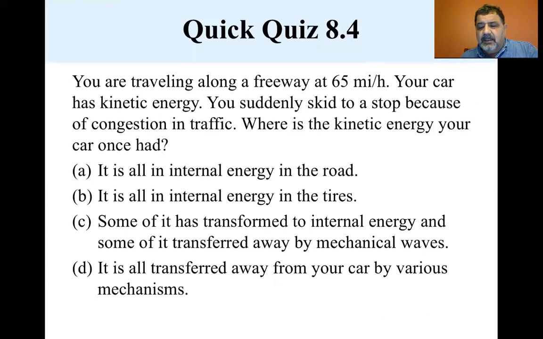Okay, quick quiz. You're traveling along a freeway at 65 miles an hour. Your car has kinetic energy. You suddenly skid to a stop because of congestion in traffic. Where is the kinetic energy your car once had? A, it is all in internal energy in the road. B, it is all internal energy in the tires. C, some of it has transformed to internal energy and some of it transformed away by mechanical waves. D, it is all transferred away from your car by various mechanisms.